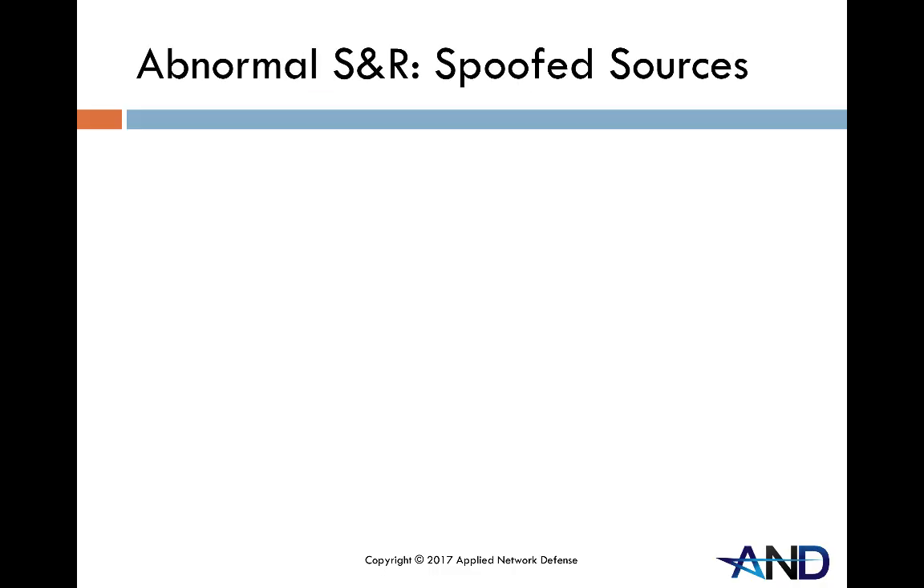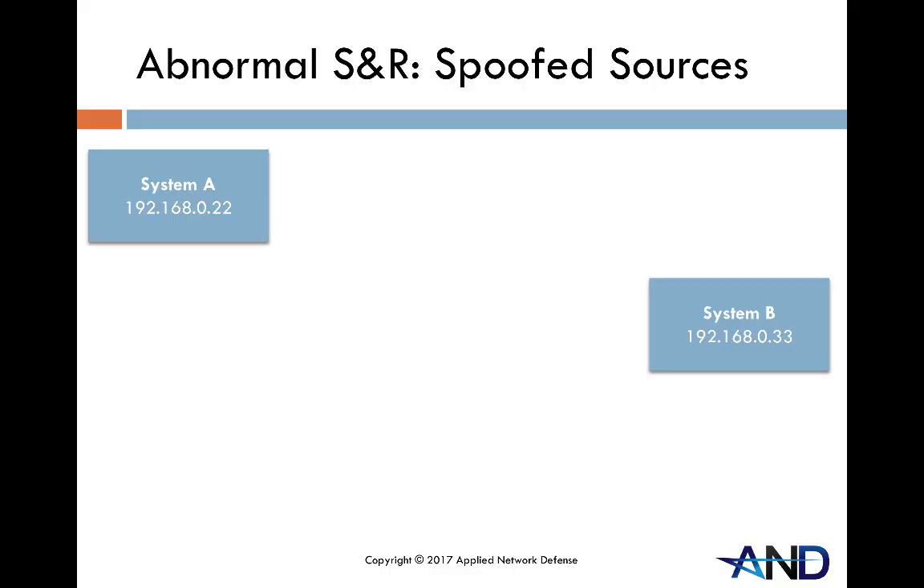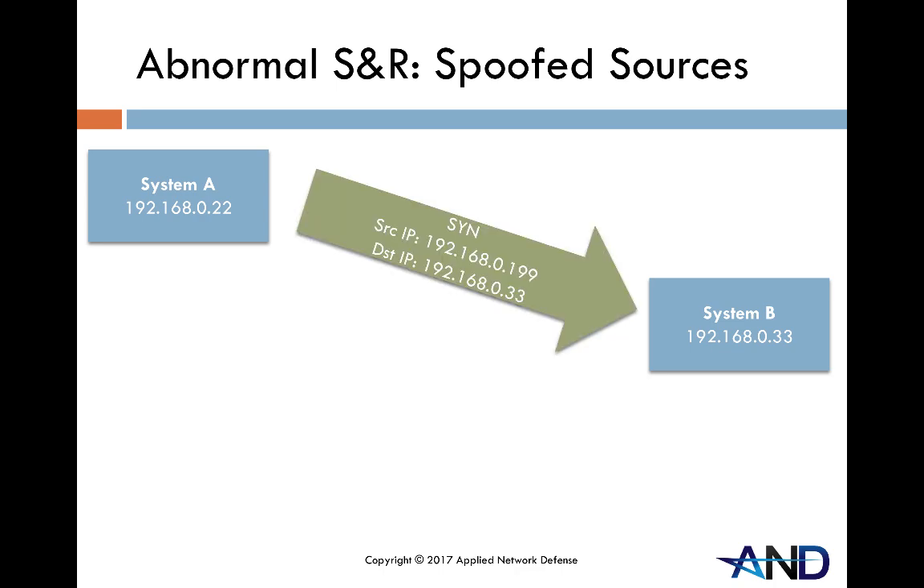The next scenario I want to discuss relates to spoofed sources of TCP packets. Now in this case we have System A and System B, and no, your head is not turned sideways. They are staggered a little bit, and there's a reason for that, so bear with me. In this case, System A has an IP address 192.168.0.22. System B has an IP address 192.168.0.33. System A sends a packet to set up a new connection with System B, and it sends it with the information you see on the screen here.